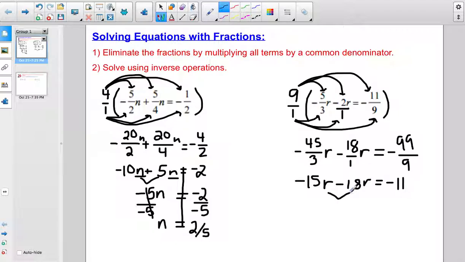These are like terms, so I can combine them. I have a negative and I'm taking away more, so I'm really going to, in a way, add that up to be an even lesser negative, so it will be negative 33r, and then I still have negative 11. My last step is that I'm going to divide both sides by negative 33 because that is the coefficient by the r.